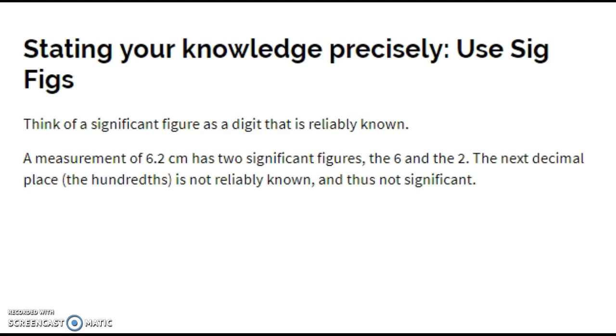Now, significant figures is going to help us with knowing what digit is reliably known. So for example, if you measure something and it has a length of 6.2 centimeters, then the 6 and 2 are both significant. That is to say, this measurement is precise only to the tenths place in the decimal point. Anything after that is not reliably known, and therefore we do not record it as a significant figure.